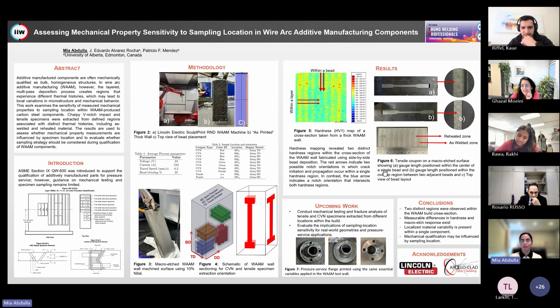For upcoming work, we want to conduct the mechanical testing for these walls, and then also evaluate the implications for sampling location sensitivity for real-world geometry. So you can see those flanges that we built out. We want to see exactly where we want to pull those tensile or Charpy samples out.